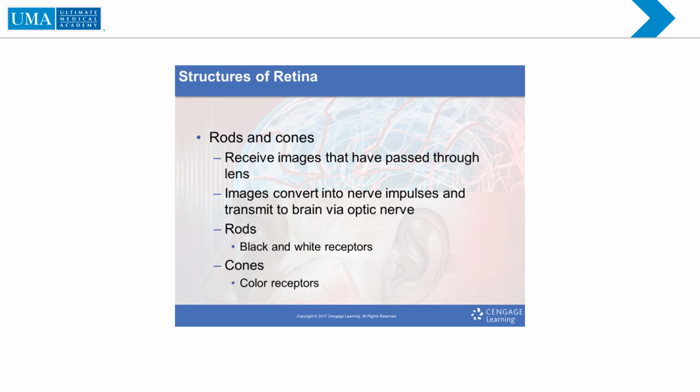Now let's take a closer look at some of the structures of the retina, starting with the rods and the cones. Now these receive images that have passed through the lens of the eye. These images are converted into nerve impulses and then transmitted to the brain via the optic nerve. When we hear rods, this means our black and white receptors, and then cones identifies color receptors.